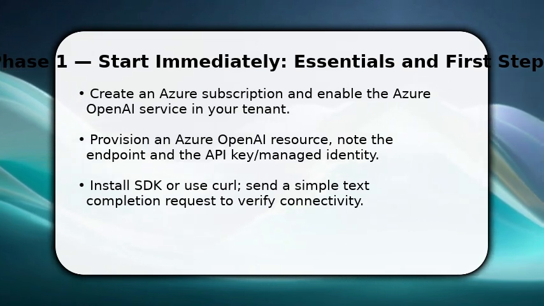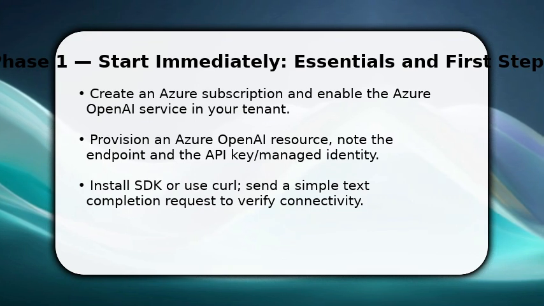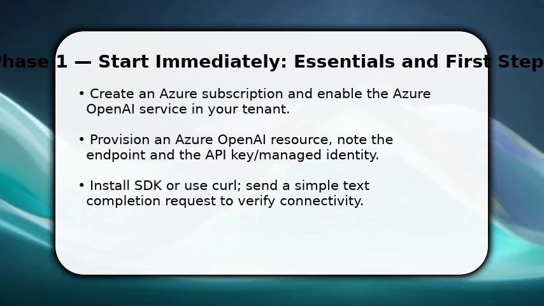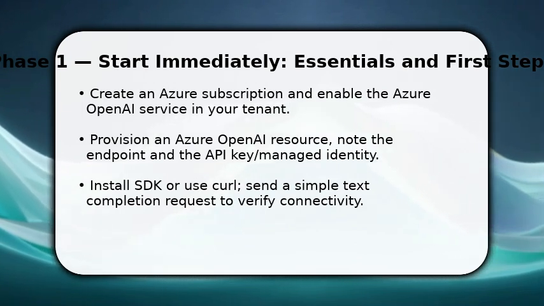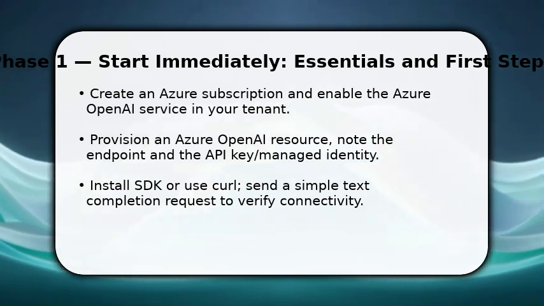Install the Azure OpenAI SDK or use curl, set the endpoint and key in headers, and request a basic completion. This proves connectivity and surfaces permission issues fast, so you can fix auth before building features.